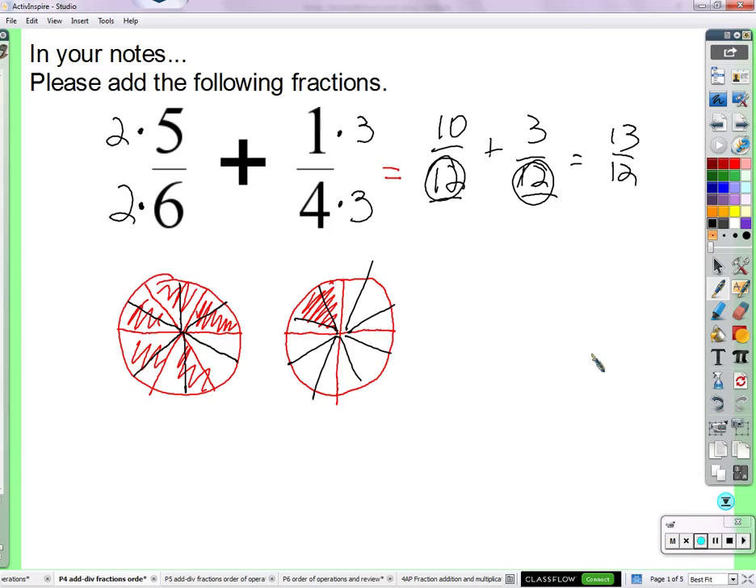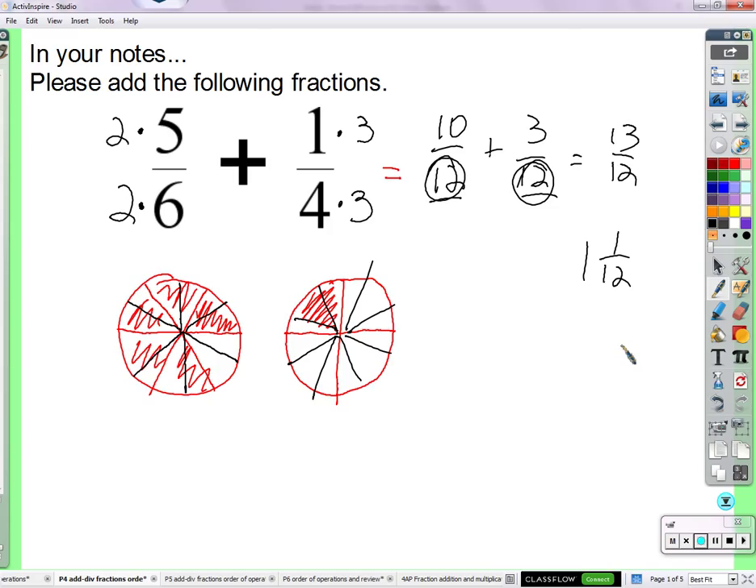Right. Here, in my class, if you write 13 twelfths, that is perfectly fine. If you write one and one twelfth, is that the same or different? Same. The number itself is equivalent to the other number. 13 twelfths and 1 and 1 twelfth are the same number. They are the same in size, so either one is fine.